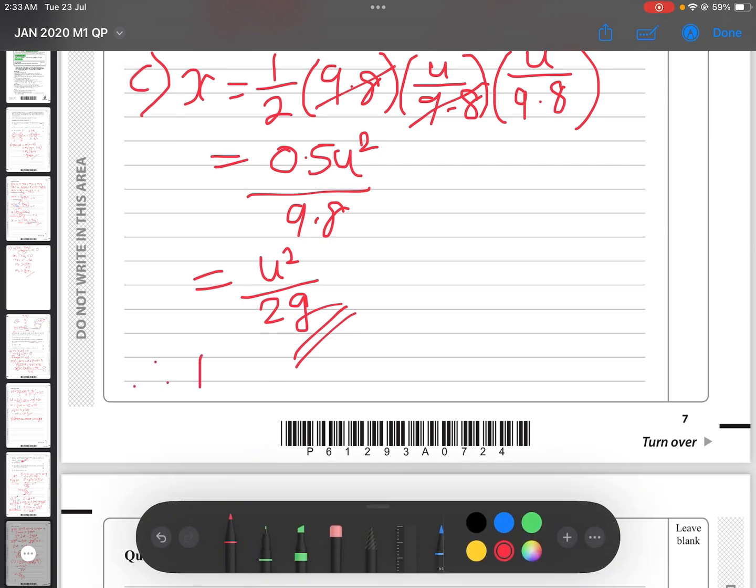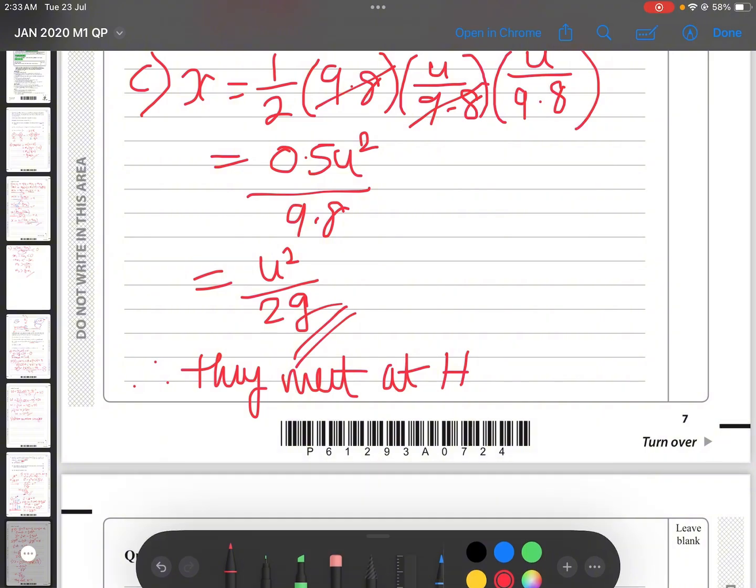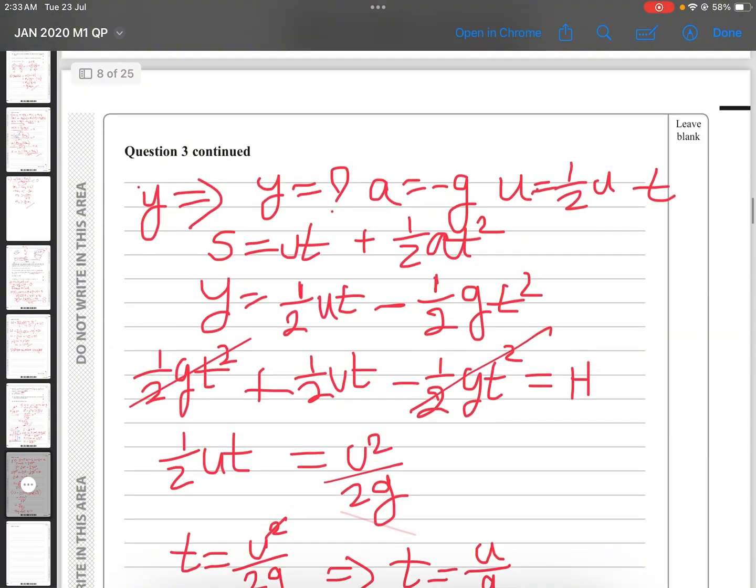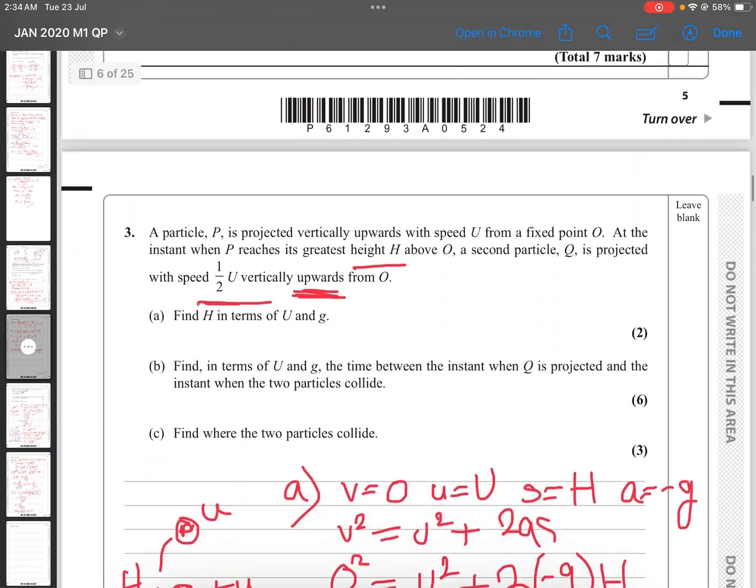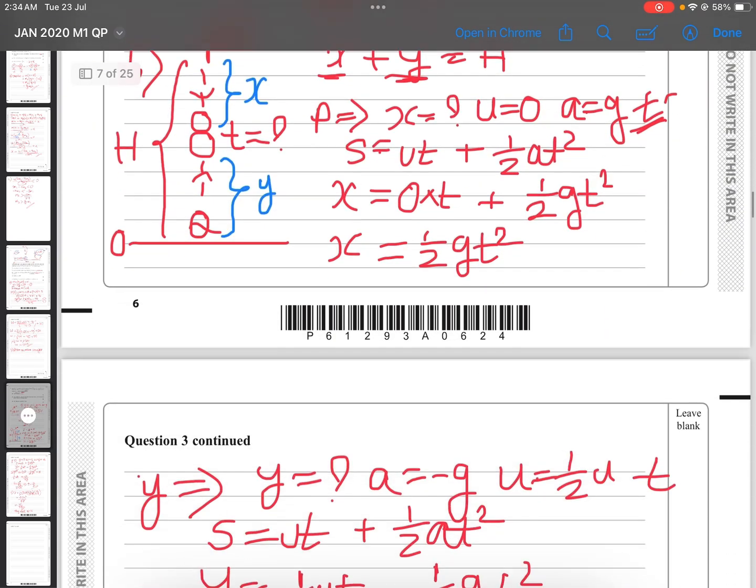So this tells us that they met at h. Now I think question 3 is over as well. Moving on to question 4.